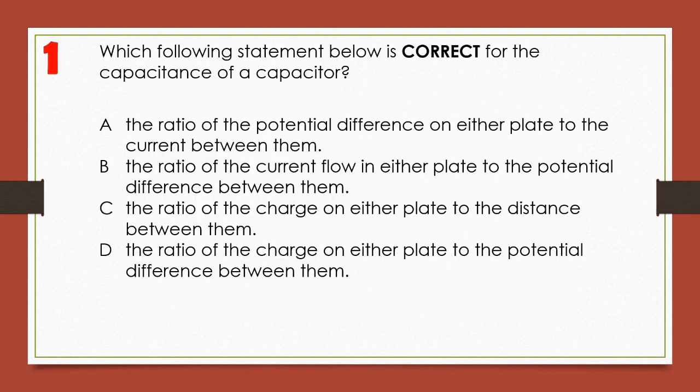Let's go. Question number 1. Which of the following statement below is correct for the capacitance of a capacitor? So, it is about the capacitance of the capacitor. So, the answer is the ratio of the charge on either plate to the potential difference between them. So this is referring to the equation of C, which is equal to Q over V, the capacitance of a capacitor. Because of that, the best answer is D.